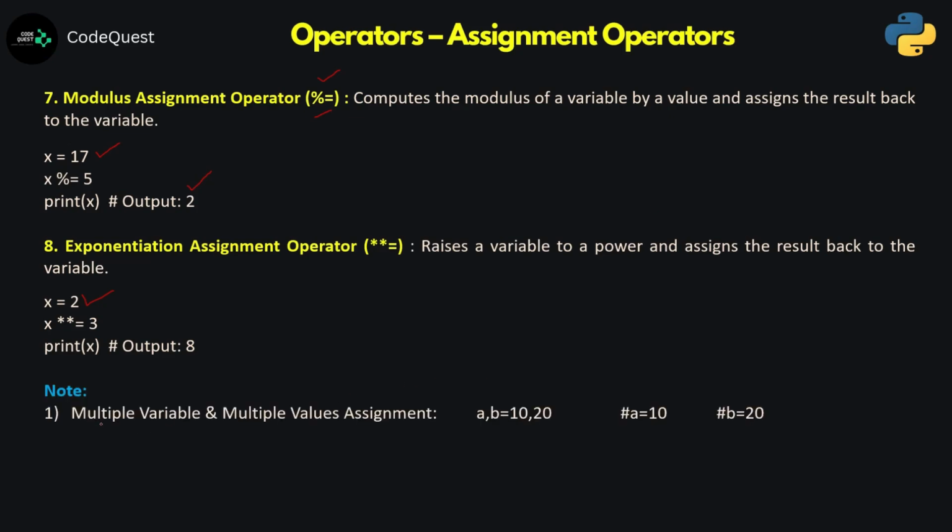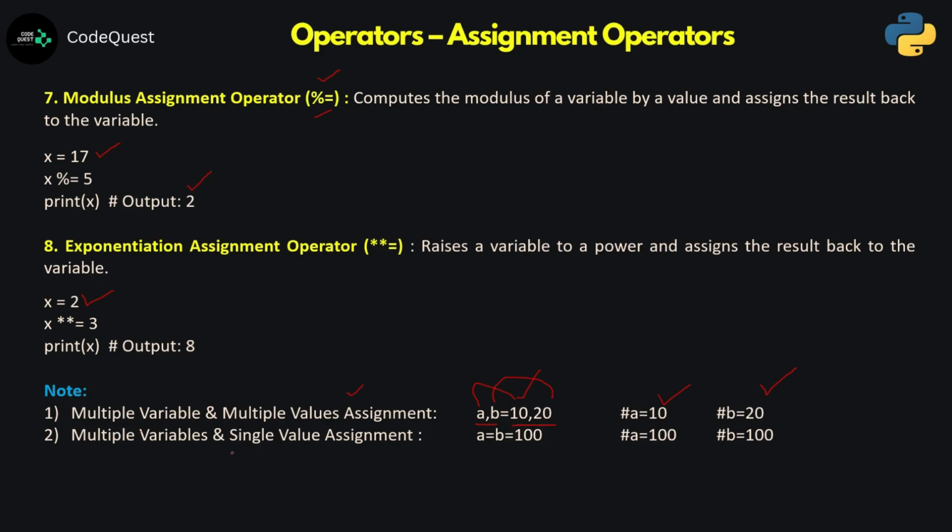So in Python, we can have a concept like multiple variables, multiple values assignment. I mean to say, here you can see we are taking more than one variable on the left hand side, whereas on the right hand side of the assignment, we have that many values. So the meaning of a comma b equal to 10 comma 20 is that the first value is assigned to a and the second value is assigned to b. As a result, a becomes 10, b becomes 20. So here different variables, different values are being assigned.